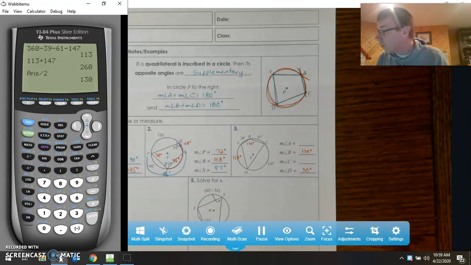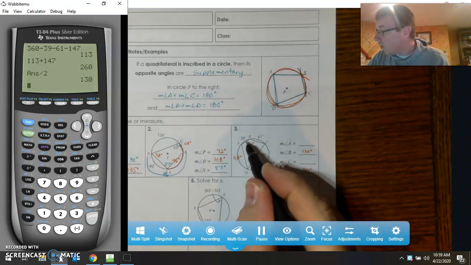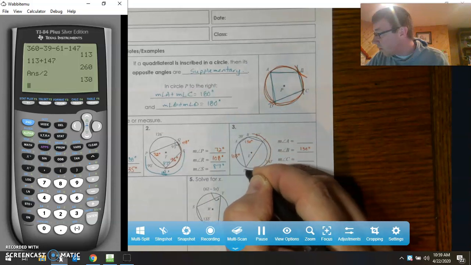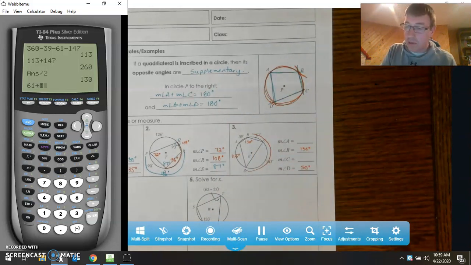Now, another thing that we're going to have here, angle BAD, so this arc here, arc BCD, will be 61 plus 147.